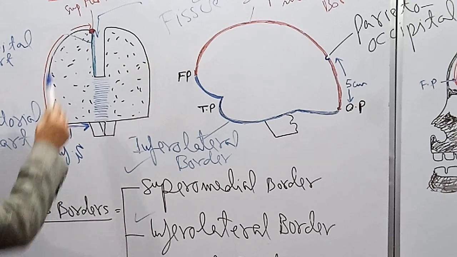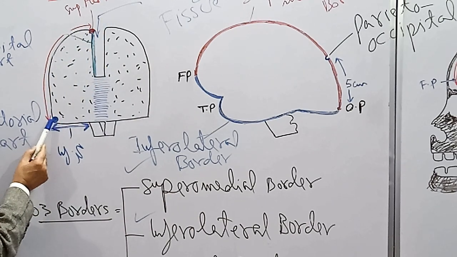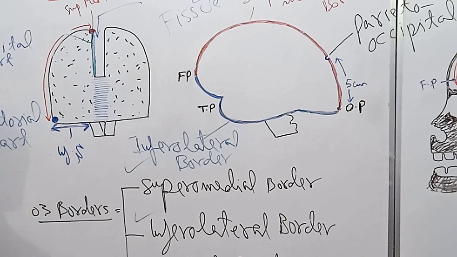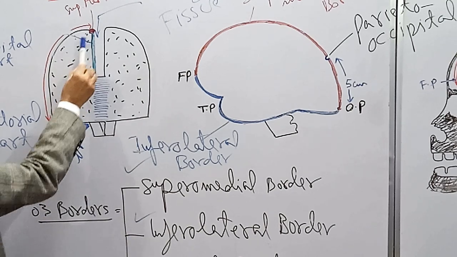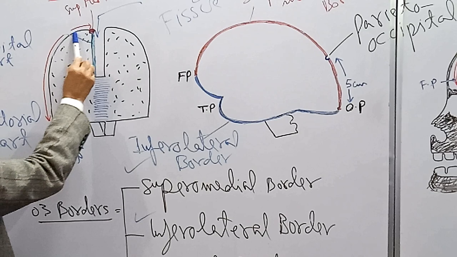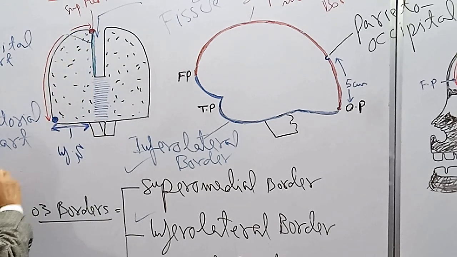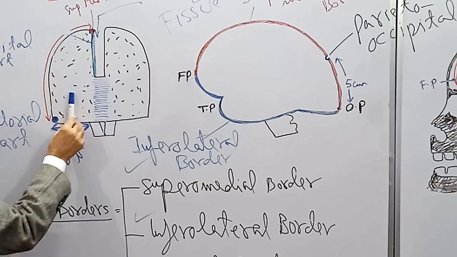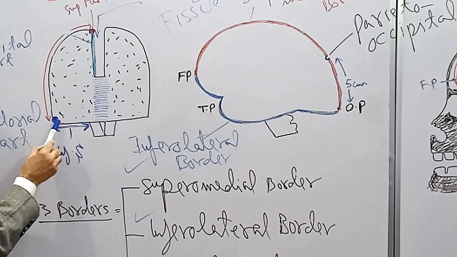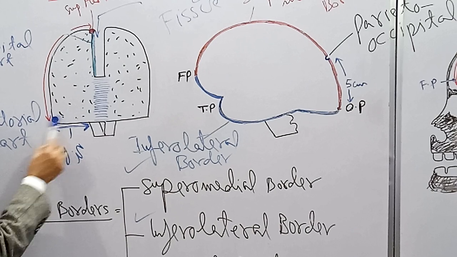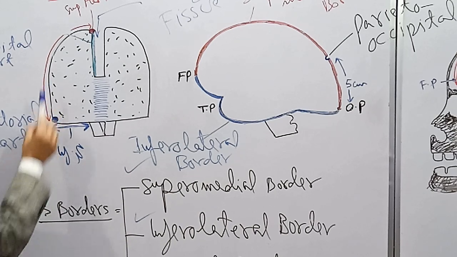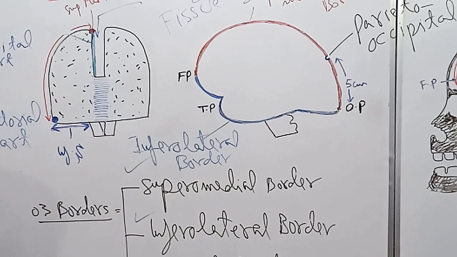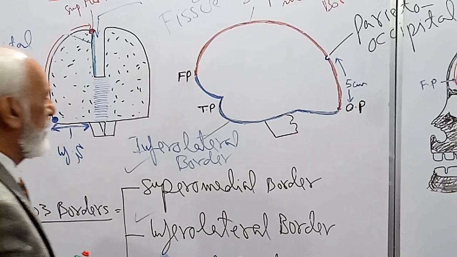Now, why is it called the supramedial border and why is this called the infralateral border? Can you see this border is superior and medially located? This is why it is called the supramedial border. And this border, you can see, is located laterally and downwards and below. This is why it's called the infralateral border. So these were 2 borders.